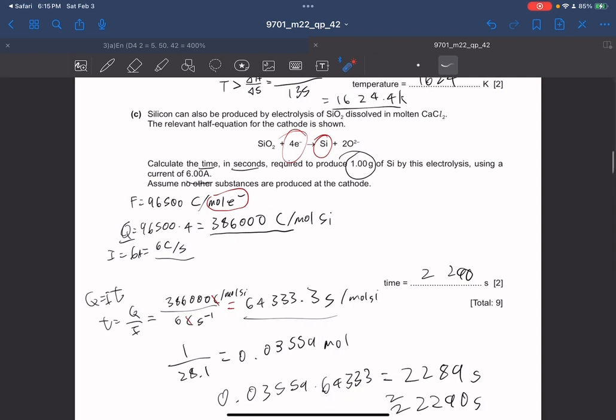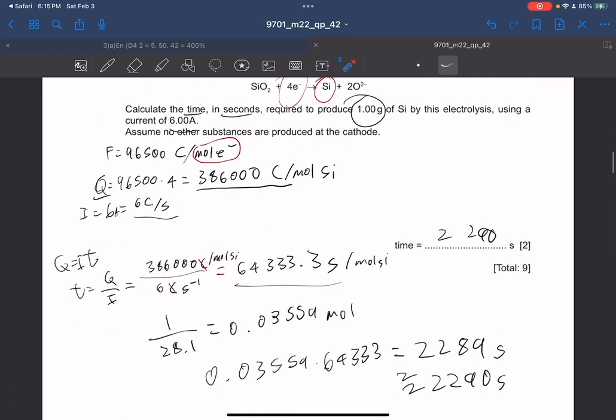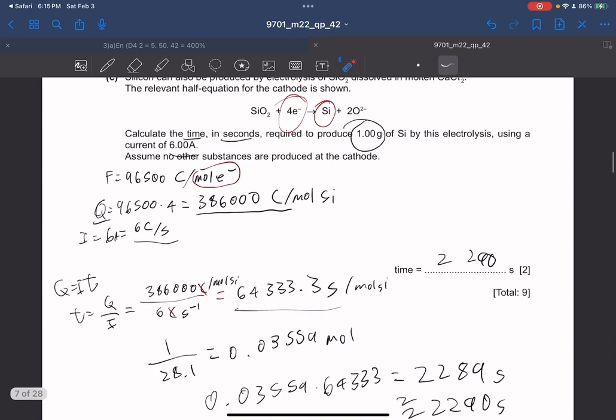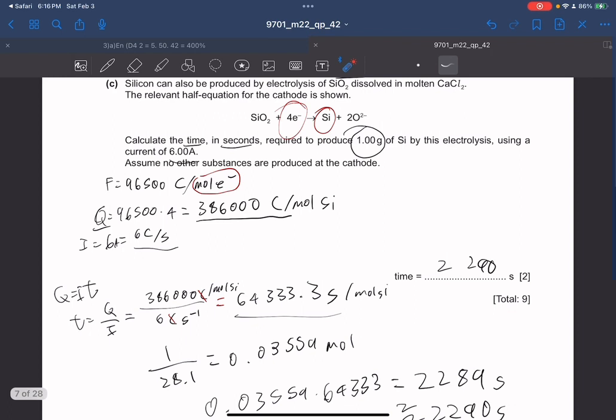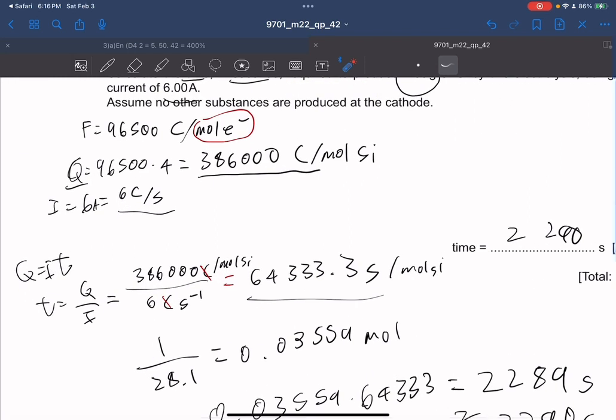If you were confused by what's going on, I'll briefly re-explain. Basically, what's going on here is we need 4 electrons to produce 1 mole of silicon. From Faraday's constant, we know that to generate 1 mole of electrons, we need this amount of charge. So we multiply that by 4 to get the charge for 4 moles of electrons, and 4 moles of electrons gets us 1 mole of silicon. So this is why I wrote per mole of Si. We have a current of 6 coulombs per second. So it means each second we're producing 6 coulombs.